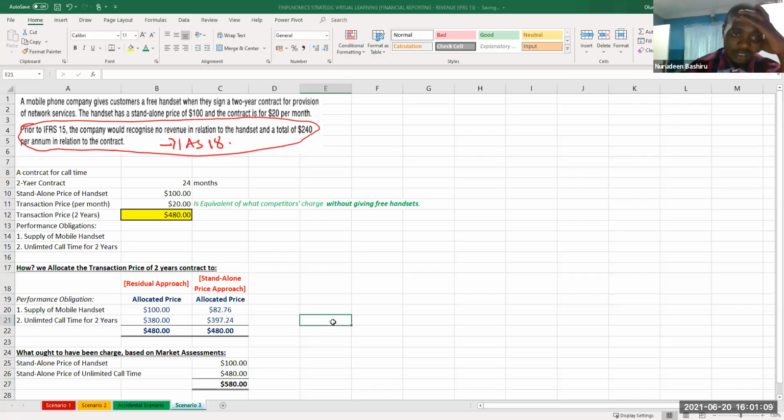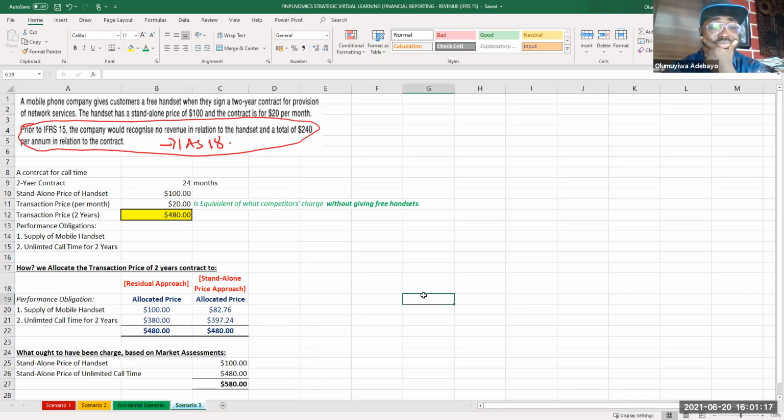Yes, sir. Sorry, I don't really understand how you arrive at this value. Which value? Loan price approach, allocated price, 82.76. Yeah, it's a fraction now. We are saying that normally they're supposed to pay $100 for handsets, apart from $20 per month for calls. Now, impliedly, we say we are giving the handset free. And that means that this 480 is more or less like you are giving a discount that will reduce the cost of the handset from 100 to something.